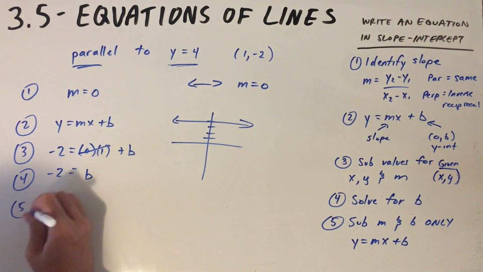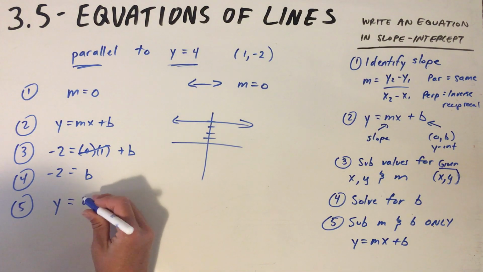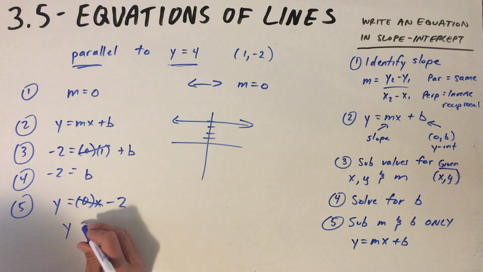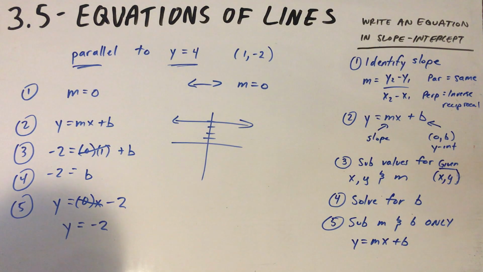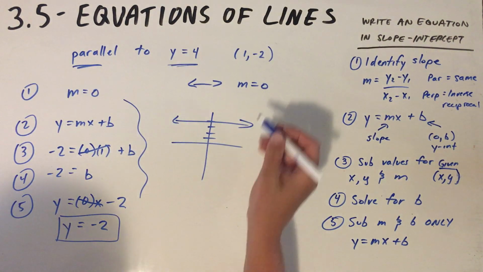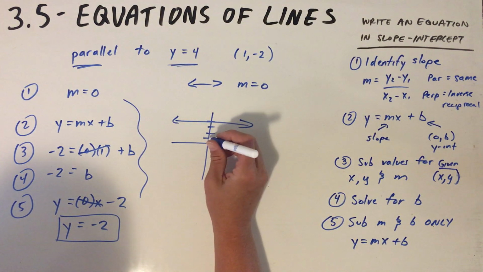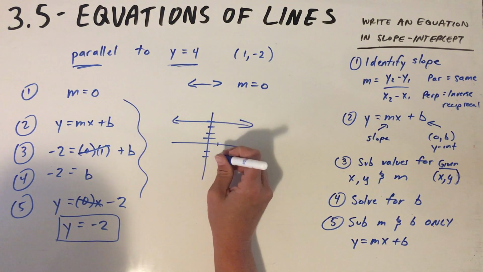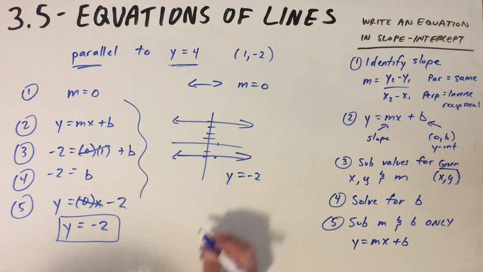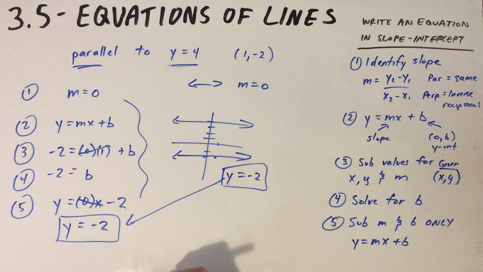Writing this last step here, y = m, which is 0, times x, plus b. Remember that 0 times anything is 0, so my equation for this line is y = -2. This is accurate and true. I could have skipped all of these steps, though, if I had just recognized that this is a horizontal line. That means that this is also a horizontal line. If this line passes through the point (1, -2), and it's a horizontal line, then it is a horizontal line at y = -2. So I could have skipped all of this and just said, hey, that's y = -2.